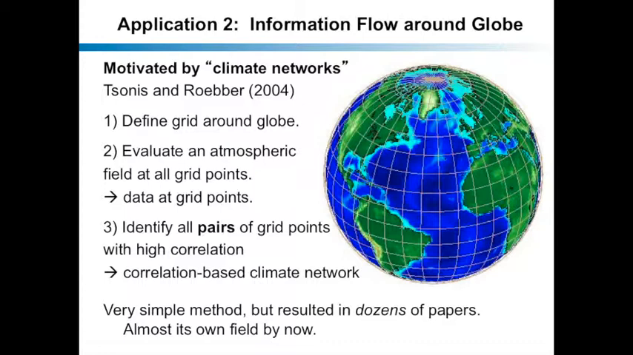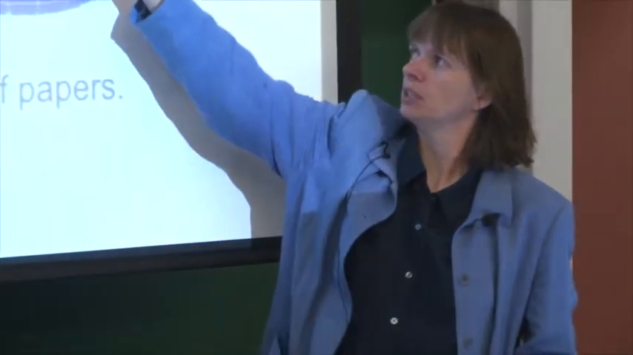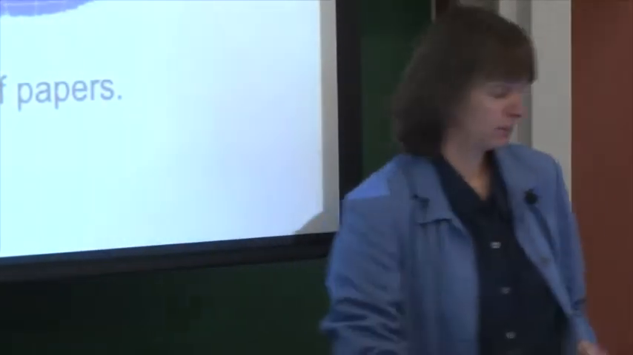So back in 2004, Tsonis and Roebber wrote a paper where they defined something called climate networks. And it was kind of a revolution in climate science. There have been dozens of papers on it, but what is it? It's actually a very simple idea. You take the globe, you put a grid on it, and then you look at the grid points, say the center of each of these little patches there is a grid point.